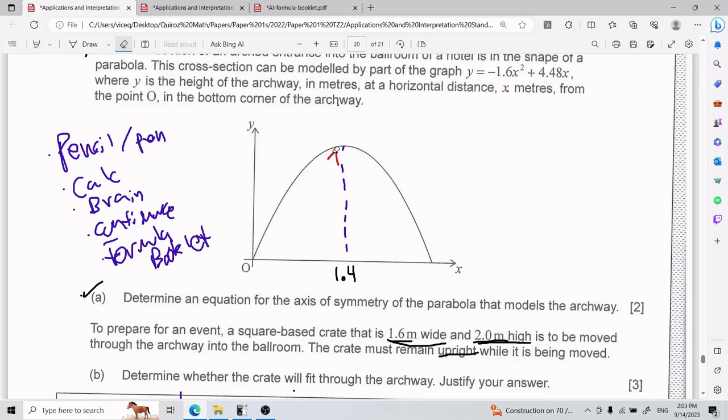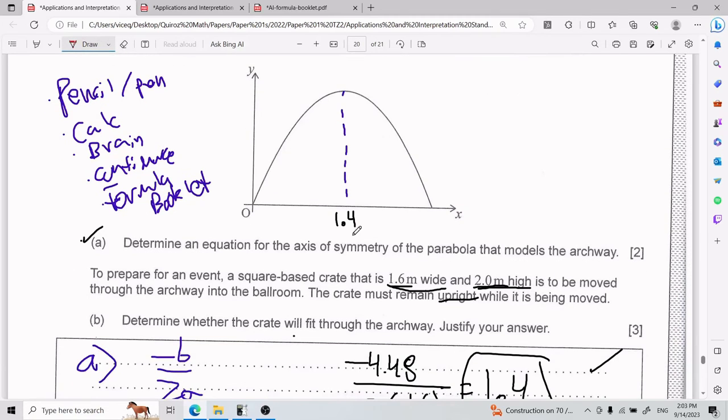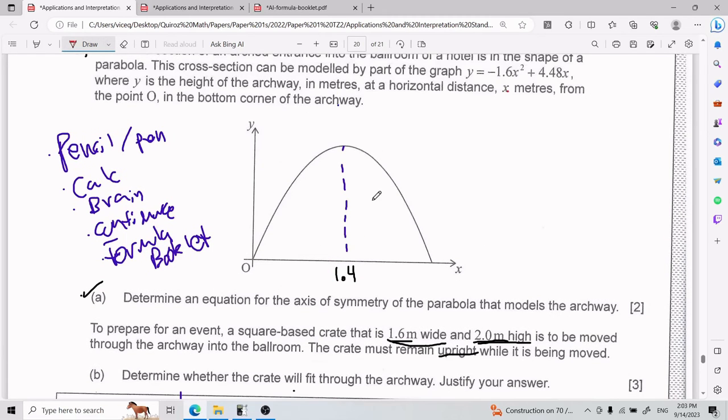Now a lot of people here would say 1.6 meters wide, and oh, my axis of symmetry is 1.4. They get a little bit tripped up on it. But notice that if my crate is going right through the middle, let's say it's something like this. I don't know the dimensions yet, and I don't know if it's going to fit or not, but I'm going to draw it like this for now.